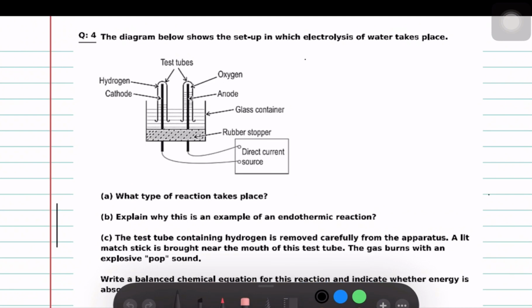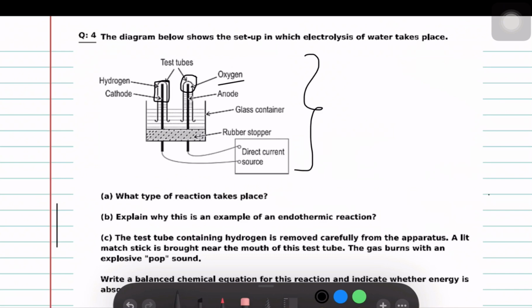This is clearly electrolysis of water. As you can see, at anode, oxygen is being produced. At cathode, hydrogen is being produced. You can see the ratio of the volumes produced. Oxygen is half of hydrogen in terms of volumes and in terms of moles, right? So this is electrolysis. Let's see what the question is.